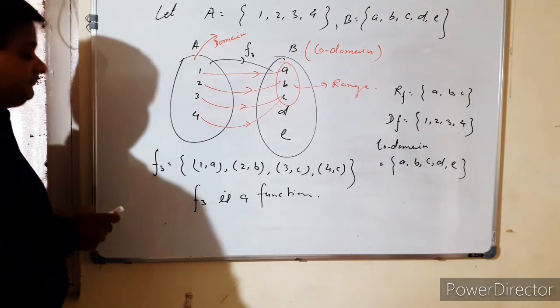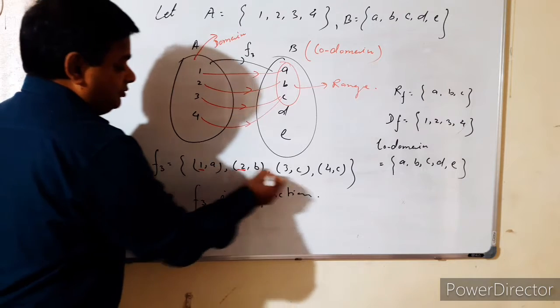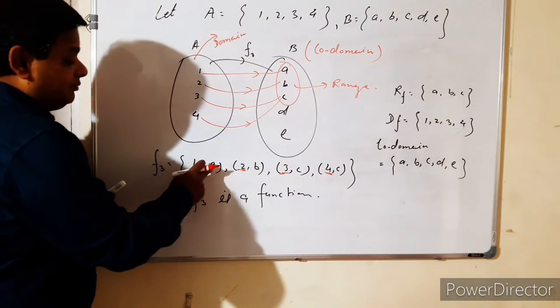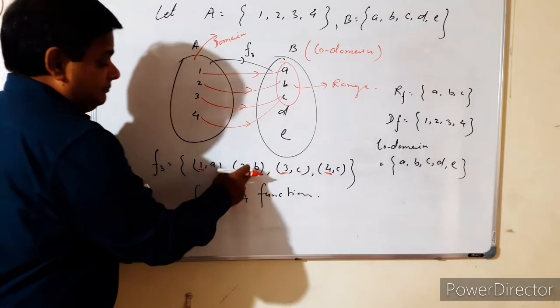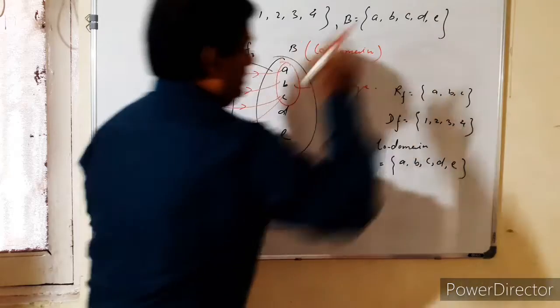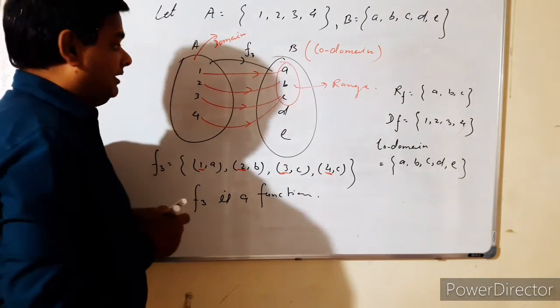So see here, the first component represents the domain. The second component, A, B, C, is the range. And this complete set is the codomain.